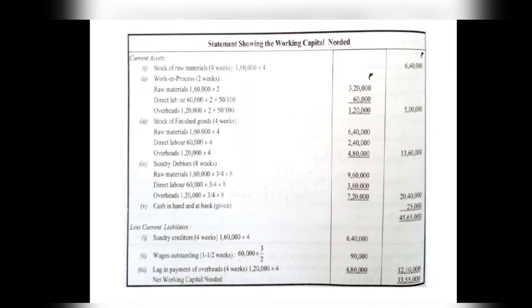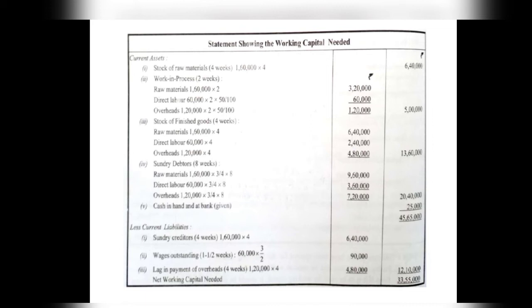In the current assets, the first item that we'll be taking is the stock of raw materials. In the example, it is given that the stock of raw material will have to be maintained for 1 month. We have assumed that 1 month is equivalent to 4 weeks, so in brackets we have written 4 weeks, and in the working note we have calculated the weekly cost of raw materials as rupees 1,60,000. So 1,60,000 into 4 comes to rupees 6,40,000. So for stock of raw materials, write in the outer column 6,40,000 rupees.